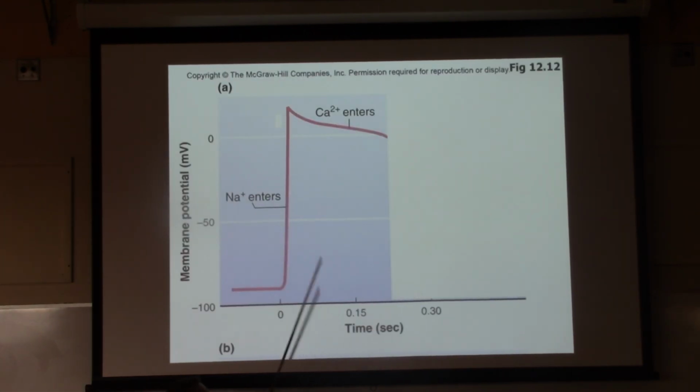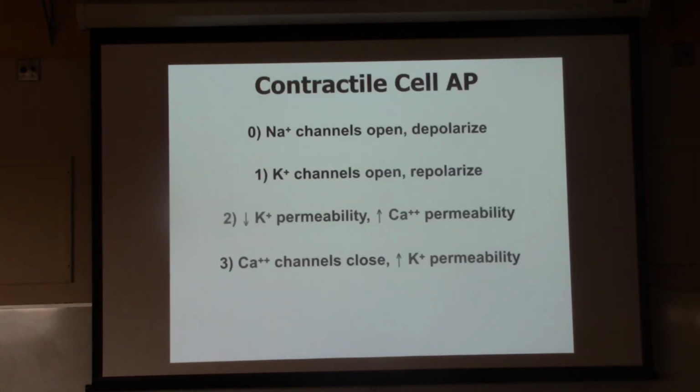So you can see that the repolarization has slowed way down. It sort of drags this out, and you get this phase where you don't get much change in the membrane potential. Everybody understand what the plateau phase is now? Decreased potassium permeability, increased calcium permeability. All right. After the plateau phase, calcium channels close. You increase potassium permeability again, so potassium leaves. You finish repolarizing the cell.